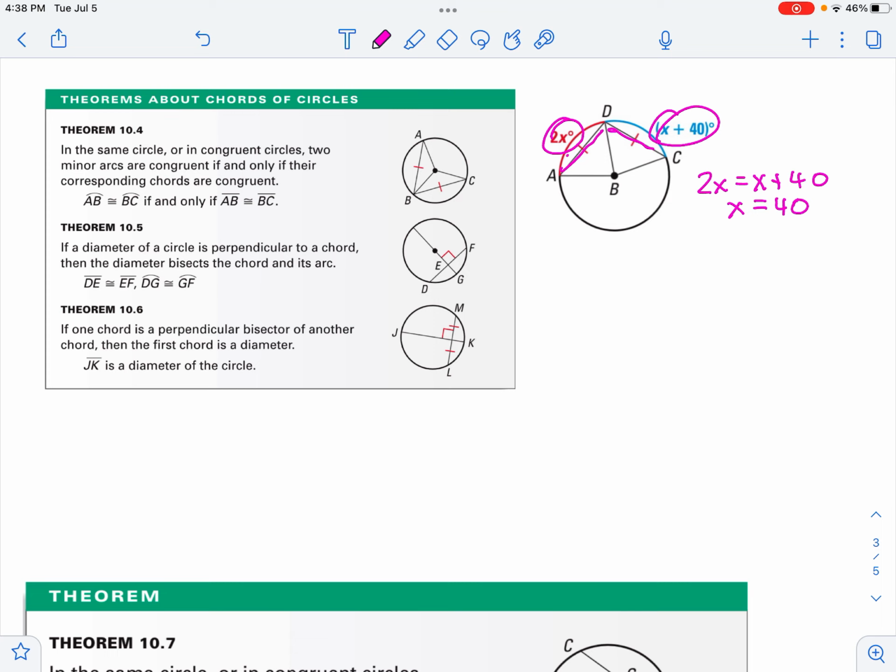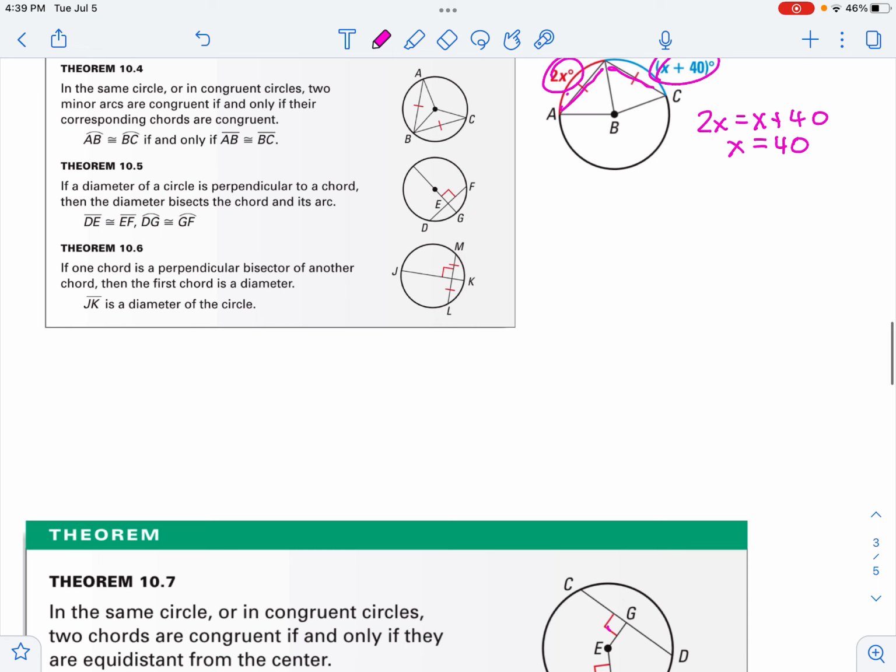Okay, now let's look over here. If a diameter of a circle is perpendicular to a chord, then the diameter bisects the chord and its arc. That's a cool thing to know. Okay? If a diameter of a circle is perpendicular to a chord, then the diameter bisects the chord and its arc.